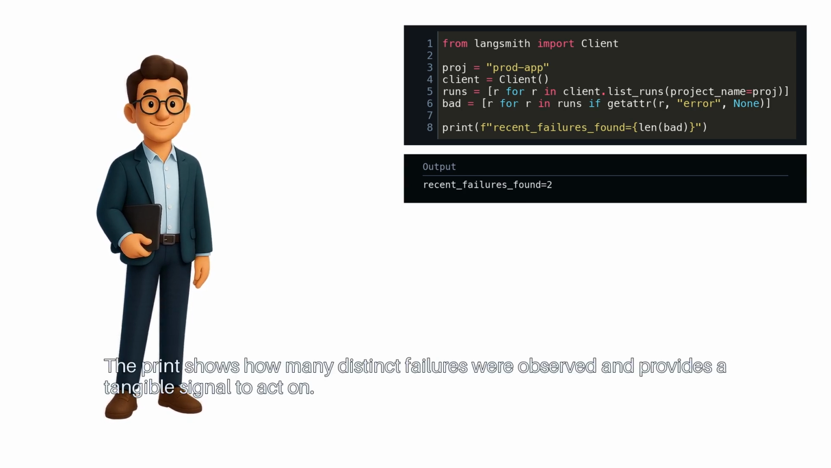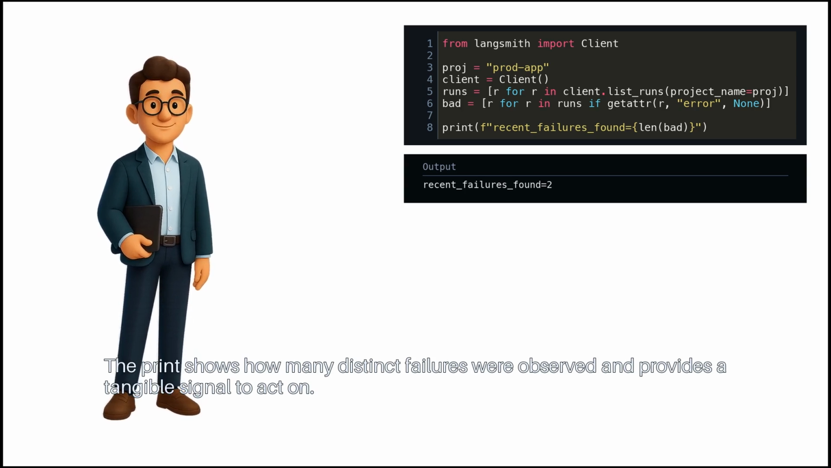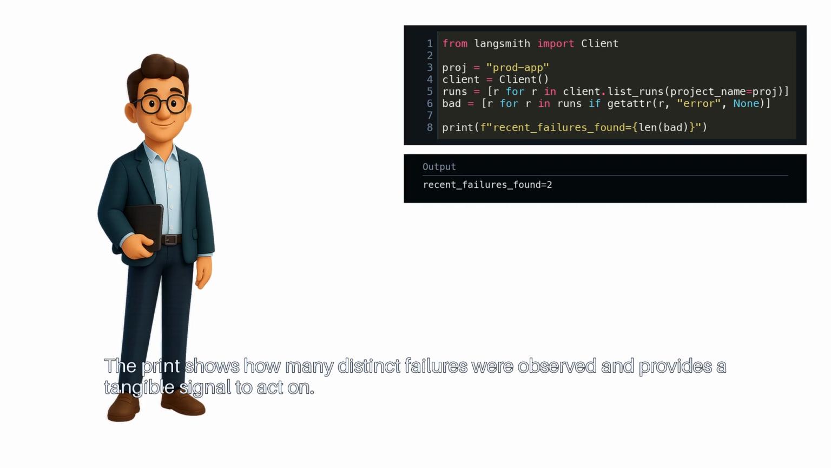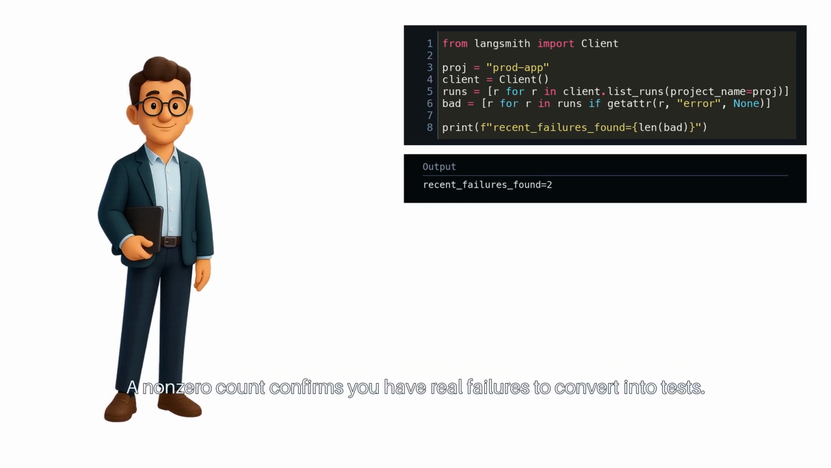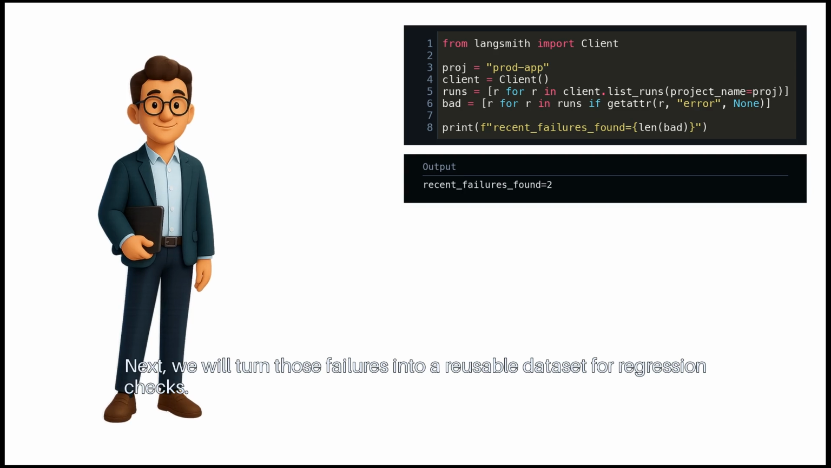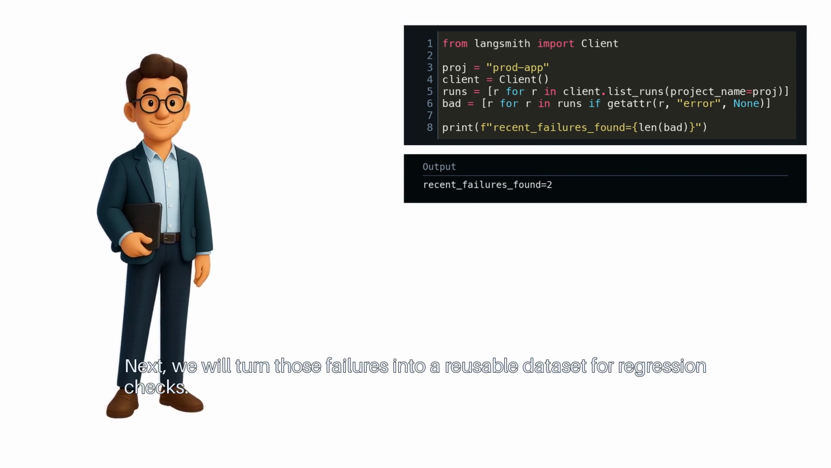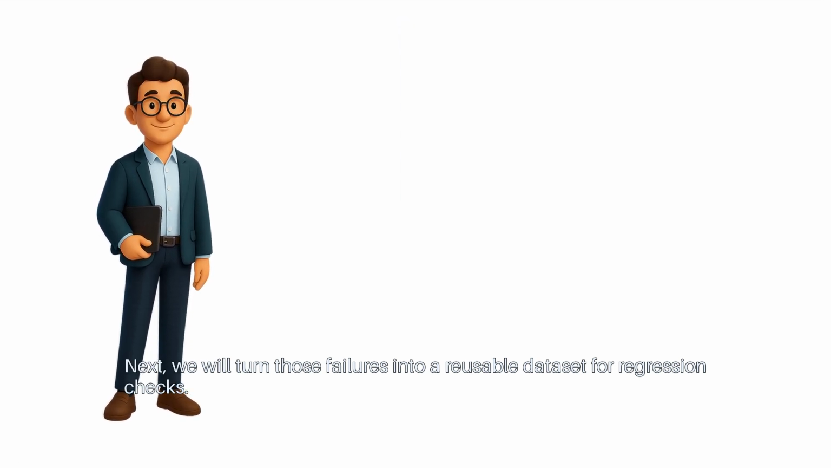The print shows how many distinct failures were observed and provides a tangible signal to act on. A non-zero count confirms you have real failures to convert into tests. Next, we will turn those failures into a reusable dataset for regression checks.